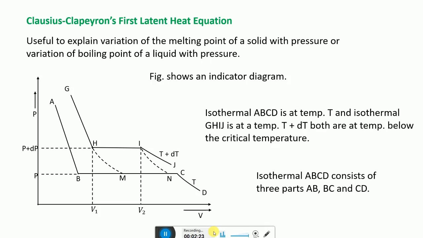The isothermal ABCD consists of three parts: AB, BC, CD. Similarly, GHIJ has GH, HI and IJ. And HINM can act as a Carnot cycle.